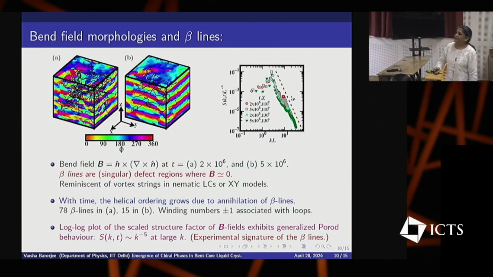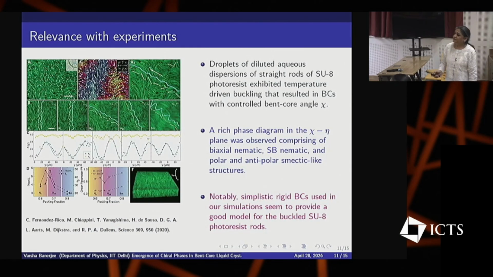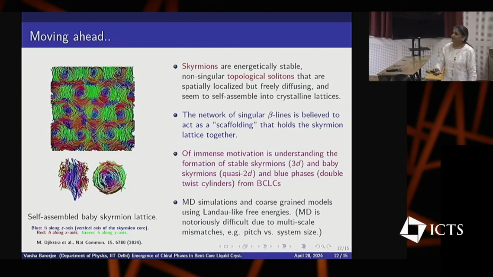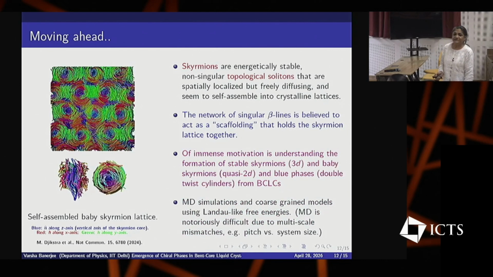This is the last slide that I'll show: there are lots of experiments nowadays where this kind of work is relevant. These were rods which were heated, and as the temperature increased, one could get these different curvatures and different phases. The next thing that we are moving on to is the formation of these baby skyrmion lattices.